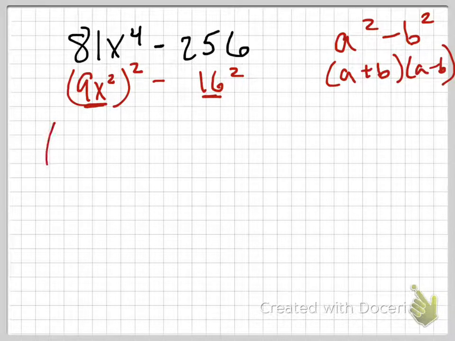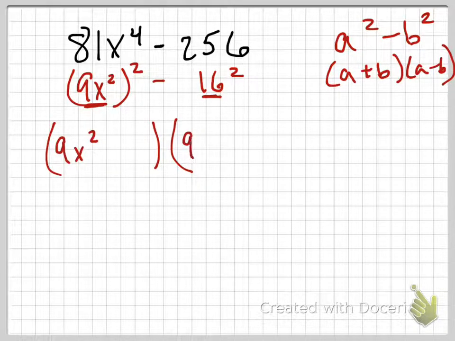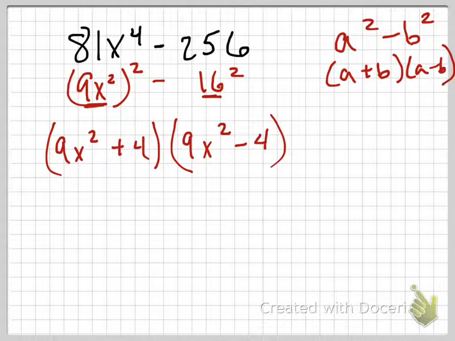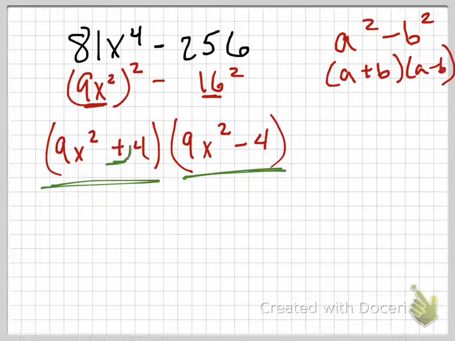So how does it factor? It factors into 9x squared plus 4 and 9x squared minus 4. That's how that factors. But I'm not done, because they're tricky. What they did is they gave me problems so that this wouldn't be completely factored yet. So this right here is factored. I can't factor that. That's a sum of squares.